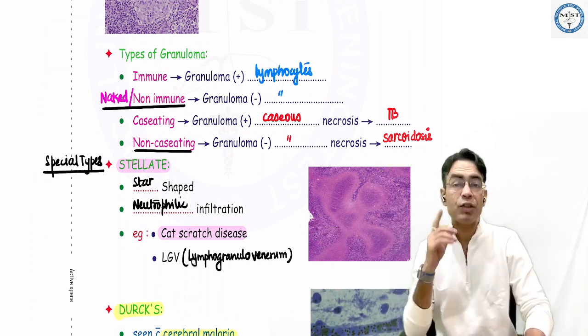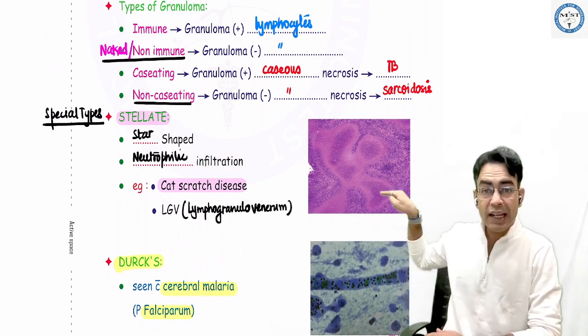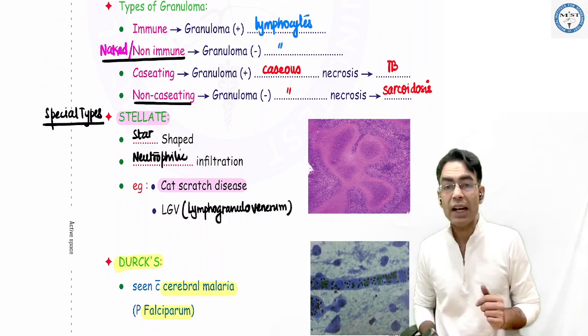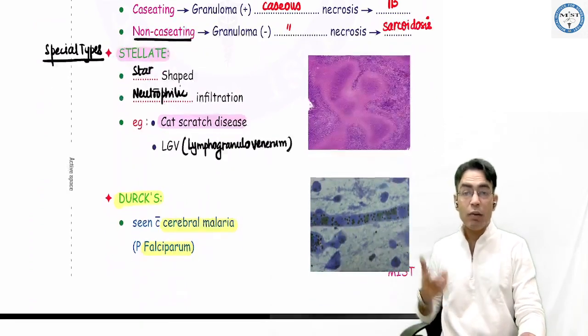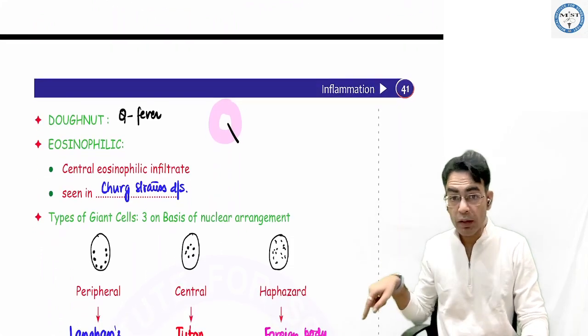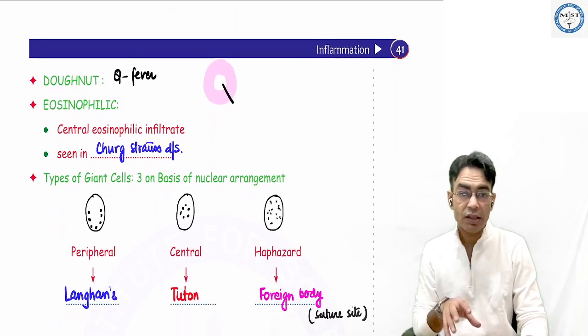Special types of granuloma: stellate, star-shaped. What is special in it? One is the shape, star. Second, these things are neutrophils, and it is seen with cat scratch plus LGV. Duck's granuloma, cerebral malaria, Plasmodium falciparum. Donut granuloma, Q fever. And eosinophilic granuloma, central eosinophilic infiltrates, Churg-Strauss disease.